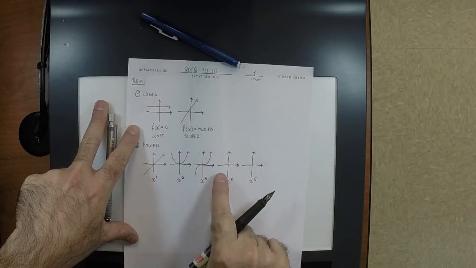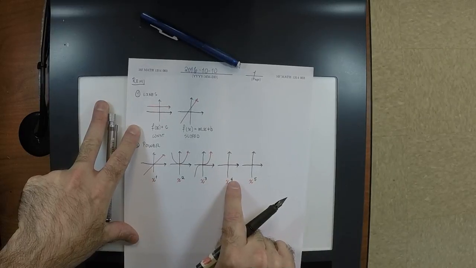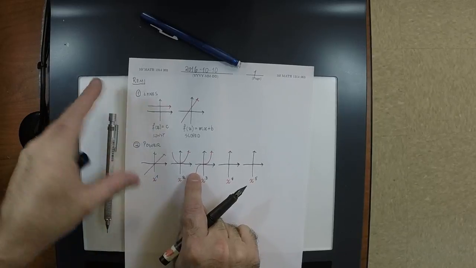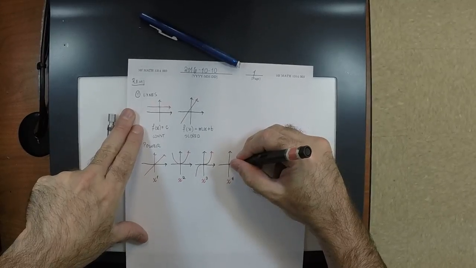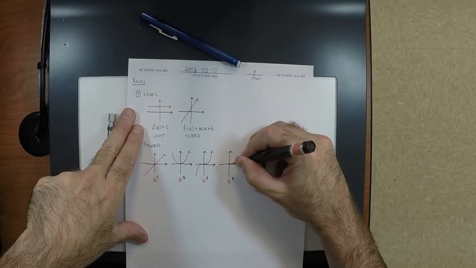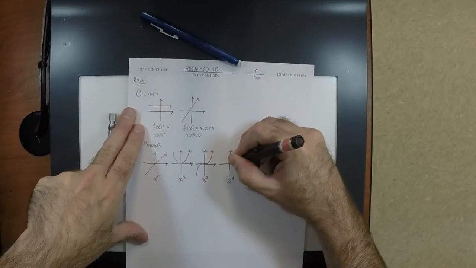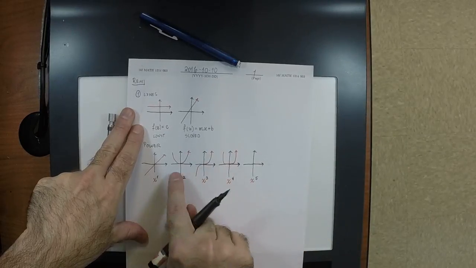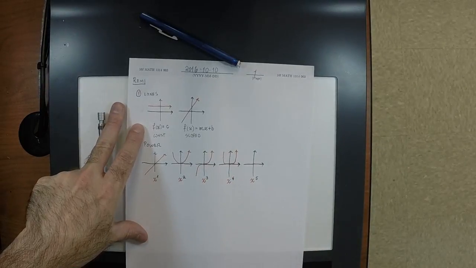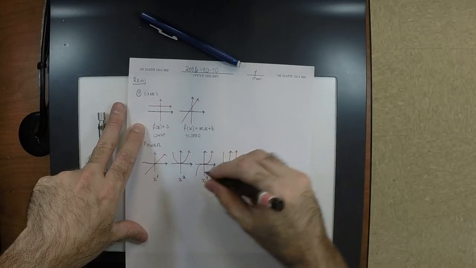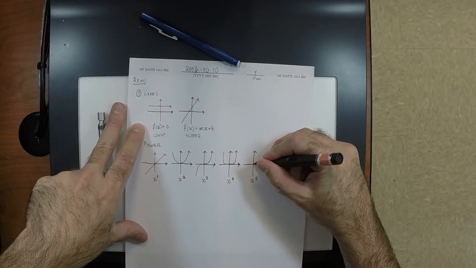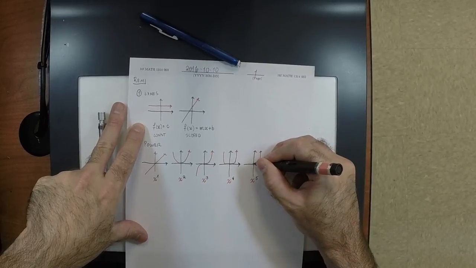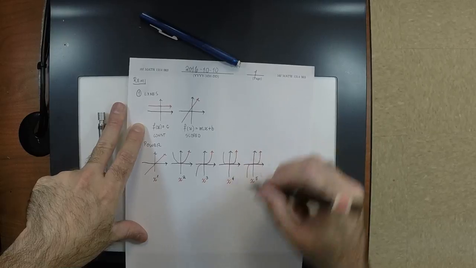Okay, x to the 4, well, that's an even exponent, so it'll be like the cube, except the arm is twisted back up. So in that way, it's like x squared, except it's even flatter near the origin and steeper away from the origin. And then x to the fifth is like x cubed in the sense that it's one up and one down, but it's like x to the 4 in the sense that it's even flatter near the origin.